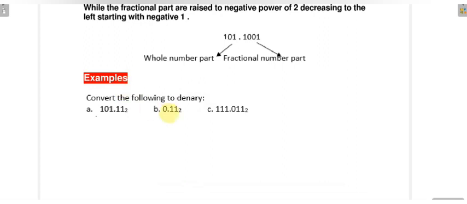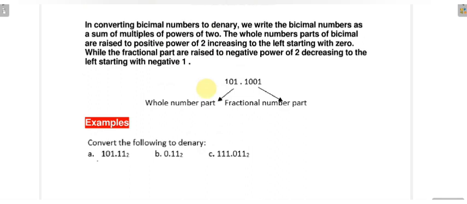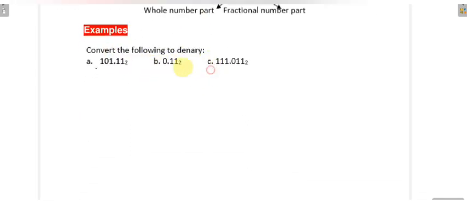So we're going to use these examples to explain what we've just read. So in this example, we have to convert the following to denary. That is, convert these numbers to base 10. So we'll start with this A. So the number will be 101.11 base 2. So I'll start from this point. This will be 0, 1, 2. Then for this, after the decimal, I have minus 1, minus 2. So I'll express them as powers of 2.